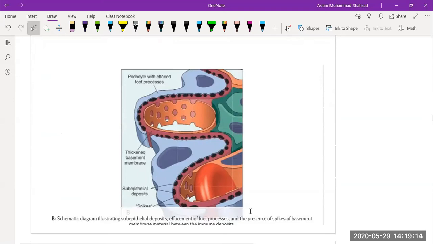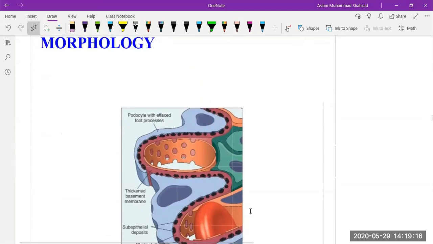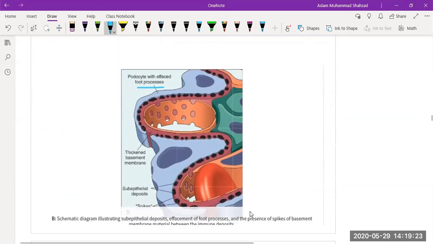When we take a look at the morphological characteristics, we find the podocyte effaced foot processes, again the thinning of the podocytes, but there will be a thick basement membrane found. This is the basement membrane. So this basement membrane is thicker than under normal circumstances. Why? Because of the activation of the complement system.